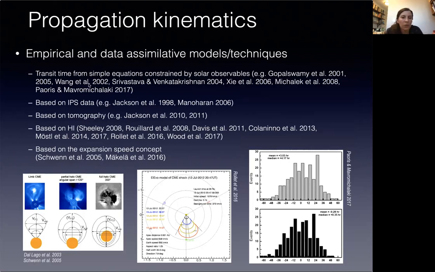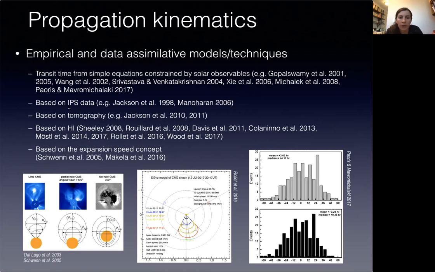So we will start here with examples of empirical and data assimilative models. These include those that determine time from simple equations that are constrained by solar observables, like the ISA model, which is the most popular one by Gopalswamy and collaborators. And there are also several variations of this model.